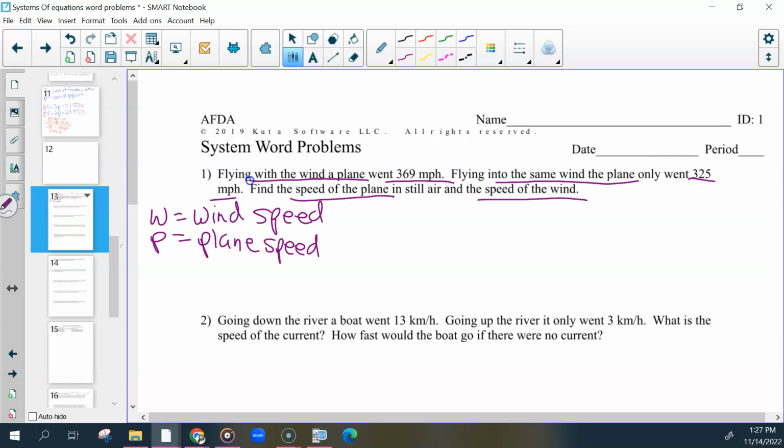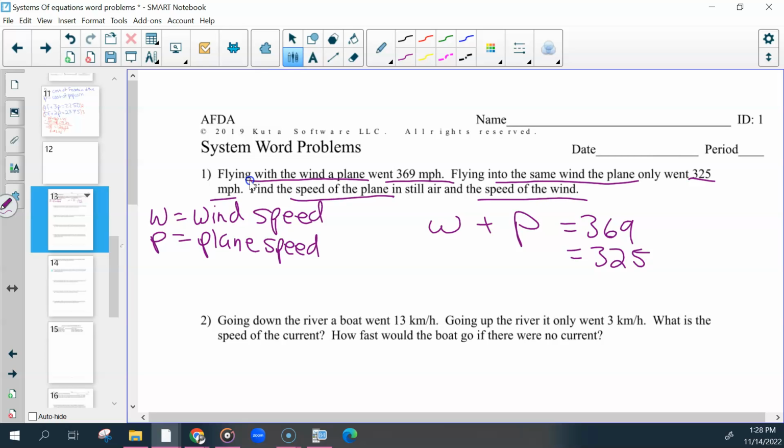Flying with the wind, first, backtrack. Both of the numbers they gave you are your totals. If the plane is flying with the wind, are we adding these or subtracting them? Adding. So W plus P equals 369.